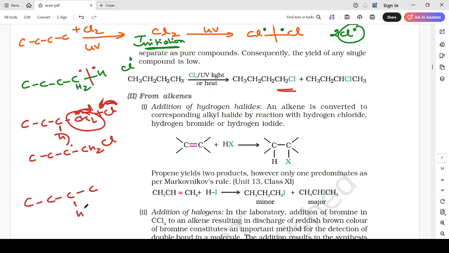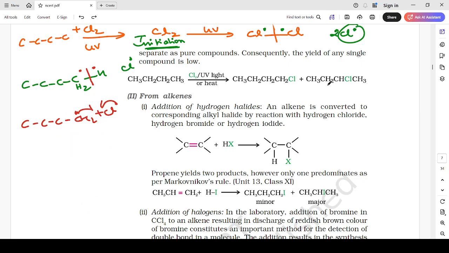Having this, what about this broke like this and the Cl dot got connected with this carbon like this. Like this, the reaction can keep going on till it reaches a termination step. So what are the compounds that's possible? It could have got formed here. It could have got formed here, right? Two products are possible. What else could have happened?